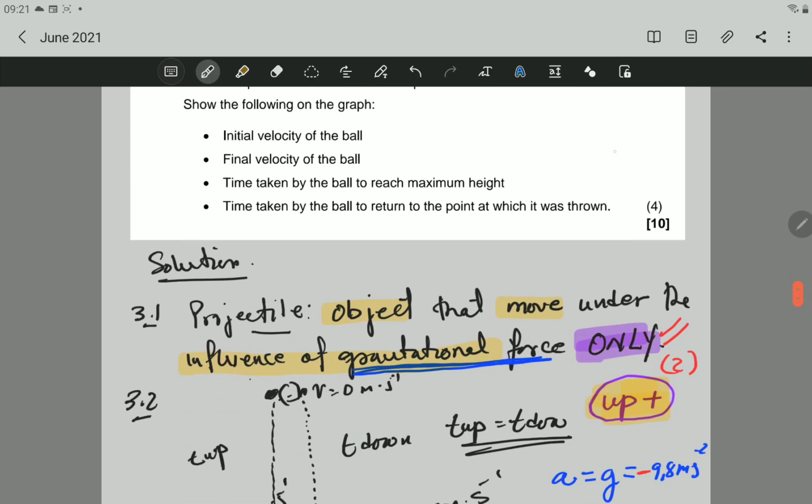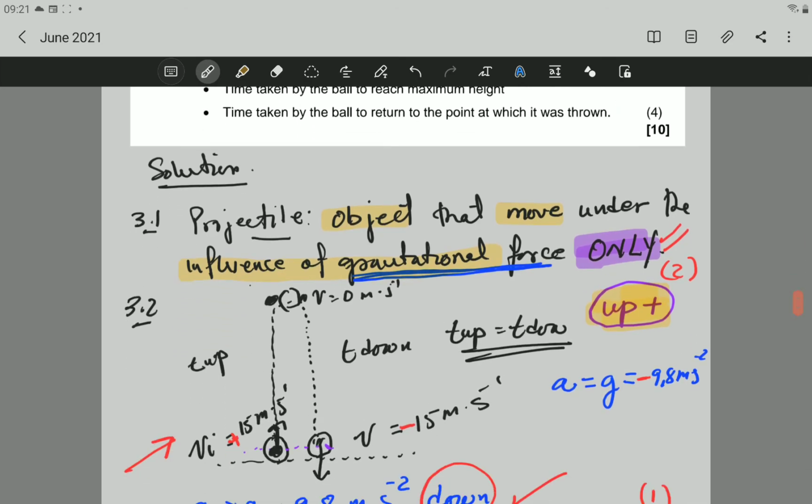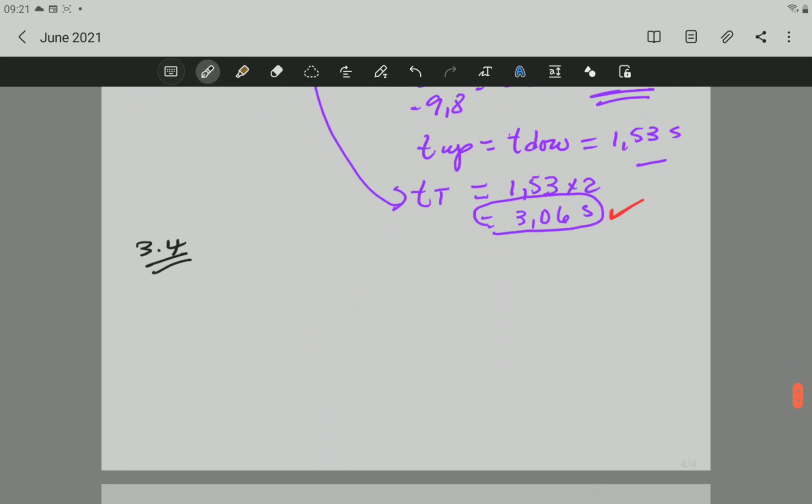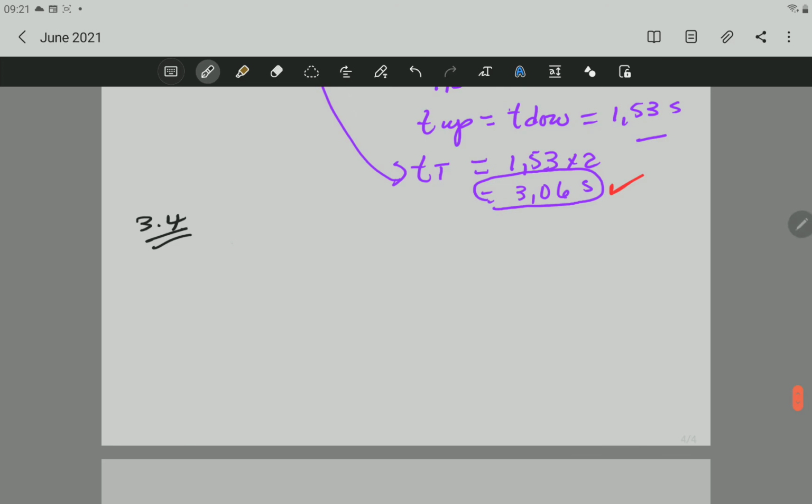They want the initial velocity of the ball, the final velocity, the time taken for the ball to reach the maximum height, and the time taken by the ball to return to the starting point. All the data was calculated, so it should not be a big problem. Now, the axes. This is the y-axis, which is velocity in meters per second. This is important, everyone: please make sure you draw the heading of the axis. This is the x-axis, which will be for time.